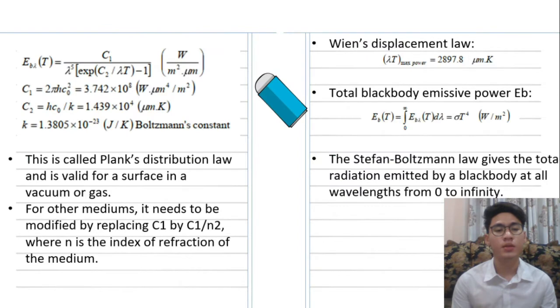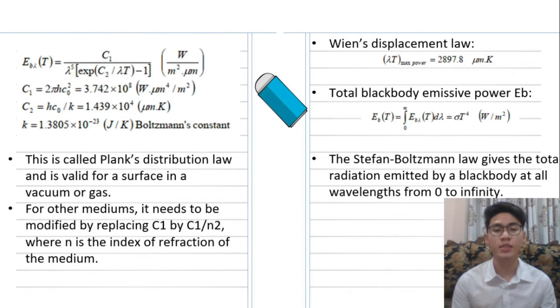The equation is called the Planck distribution law and is valid for a surface in a vacuum or gas. For other mediums, it needs to be modified by replacing C1 by C1 over n squared, where n is the index of refraction of the medium.